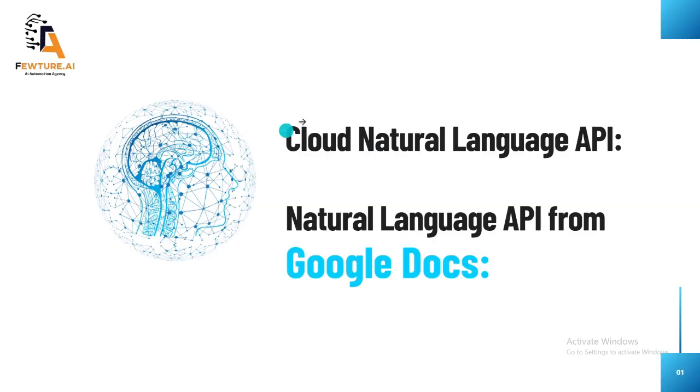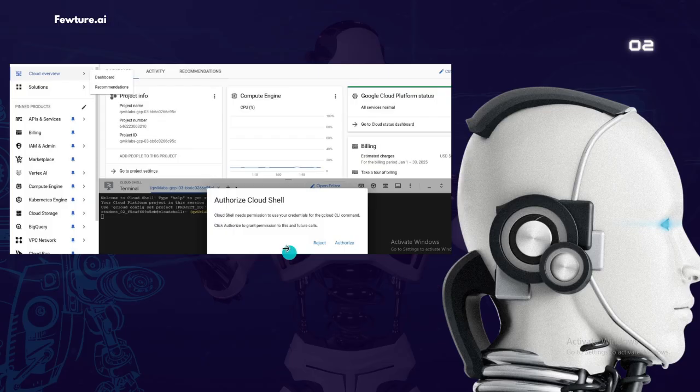So yeah, we'll learn the Cloud Natural Language API, then we will have a next topic, which is the Natural Language API from Google Docs. Yeah, so this is the thing. When you open that particular dashboard, you will have this dashboard when you click on the top right button, Cloud Shell.